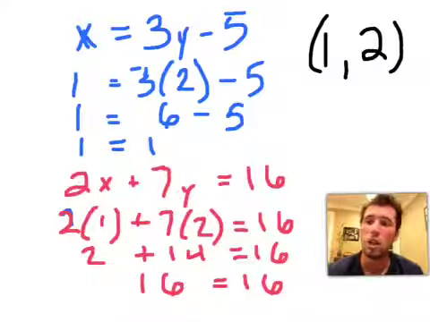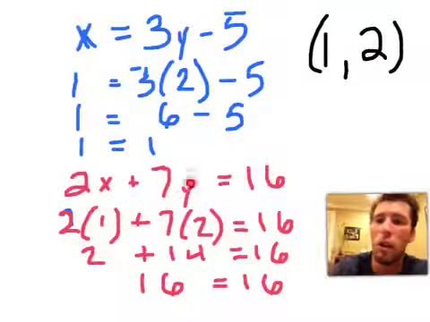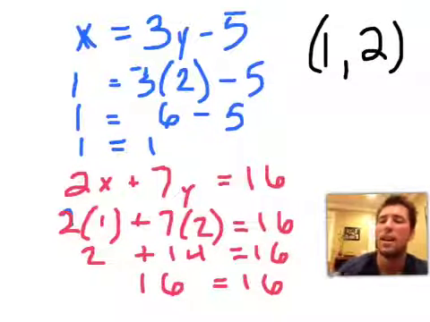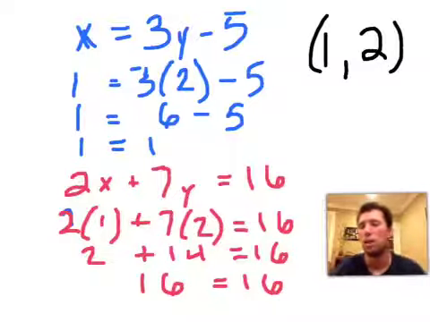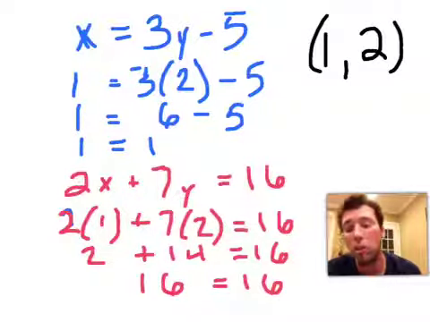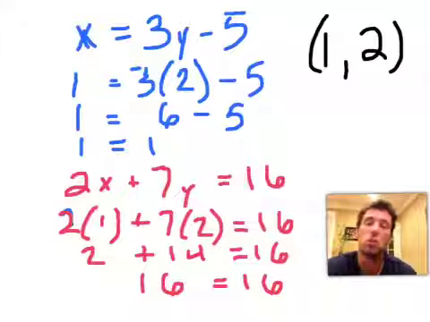The next one, we have to check both. So you have 2x plus 7y equals 16. Plug in your 1 again for the x. There it is. Plug in your 2 for the y, there it is. And so 2 times 1 is 2, and 7 times 2 is 14. 2 plus 14 is 16, which equals 16. Boom. You got it. All right, so this will not always work. Sometimes you might get one that messes up. And sometimes you may make a mistake yourself. So make sure you are careful about this.